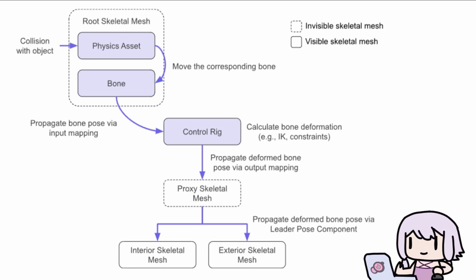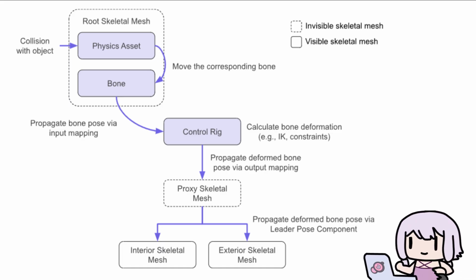The overall architecture of the city sample vehicle deformation system is illustrated in the diagram. First, the root skeletal mesh, which has a physics asset, detects collisions with objects. Because the physics asset is being simulated, the corresponding bones move as a result. However, these bones do not directly deform the mesh. Instead, they are referenced as inputs by the control rig.